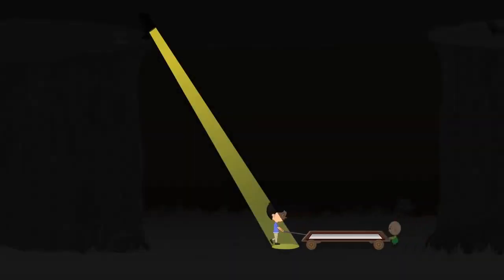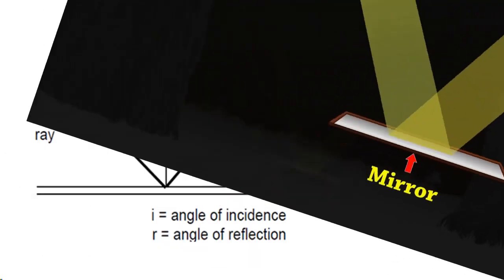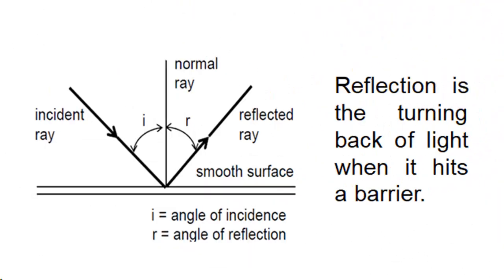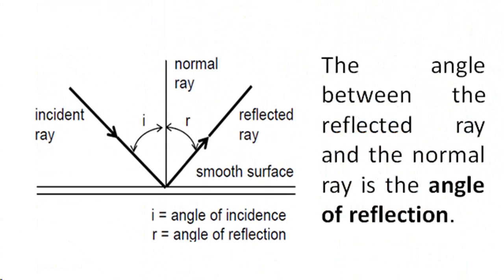When light hits a smooth surface, like a mirror, light is reflected. Reflection is the turning back of light when it hits a barrier. The angle between the incident ray and the normal ray is called the angle of incidence. The angle between the reflected ray and the normal ray is the angle of reflection.